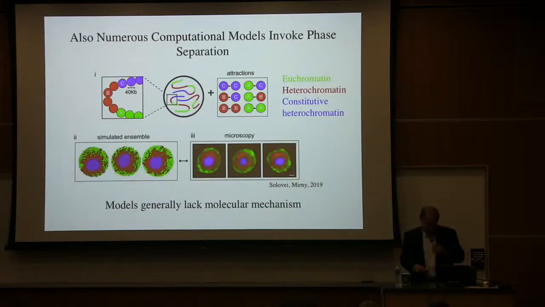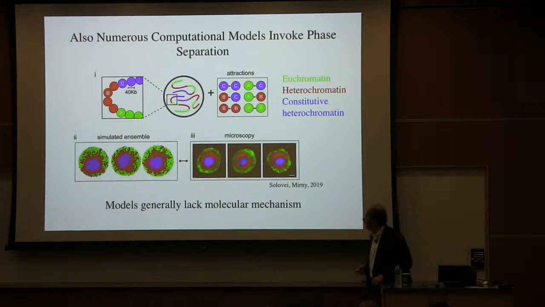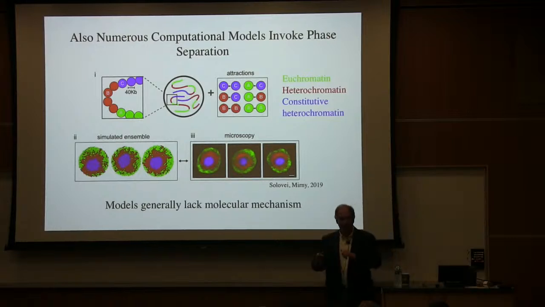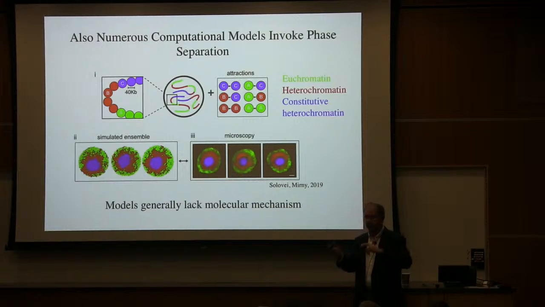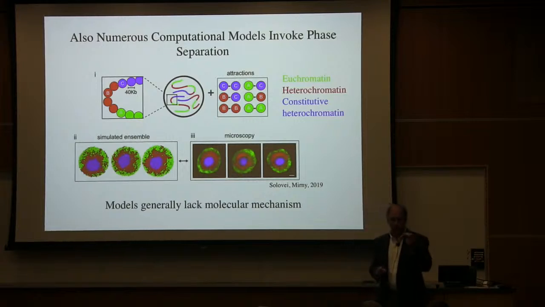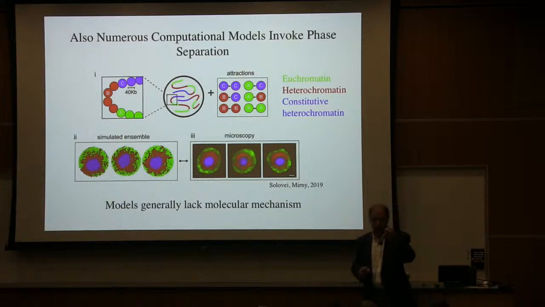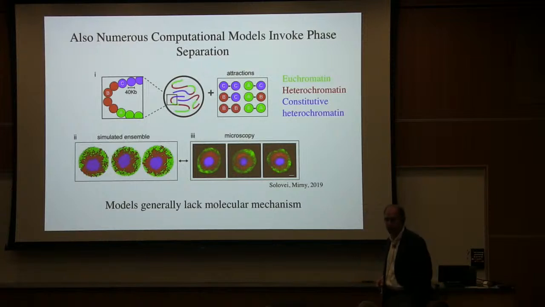There have also been a variety of computational models of chromatin organization that invoke differential interactions between different types of chromatin. They'll invoke euchromatin interacting better with euchromatin than with heterochromatin, and heterochromatin interacting better with itself than with other types. And in that way, they've been able to generate simulations of overall organization of chromatin in the eukaryotic nucleus.